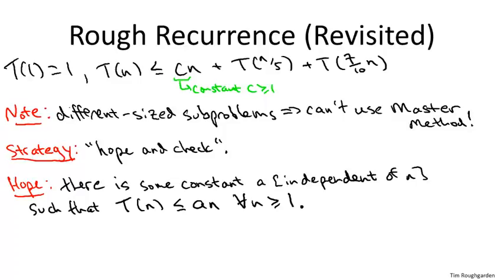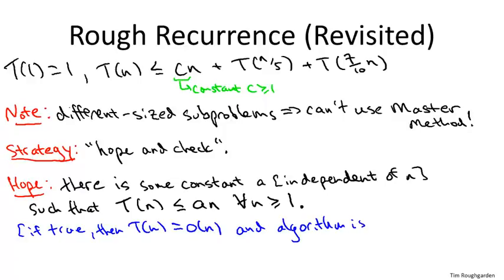Why is this what we're hoping? Well, suppose this were true. By definition, T(n) is an upper bound on the running time of our algorithm. So if it's bounded above by a times n, then it's obviously O(n). It's obviously a linear time algorithm, where a is the constant that gets suppressed in the big O notation. So that's the hope. Now let's check it. And again, check means just verify by induction on n.